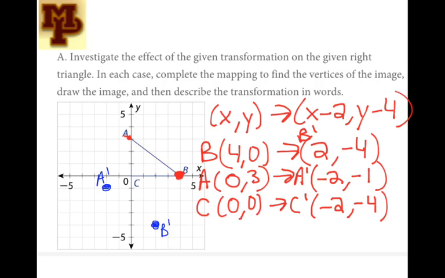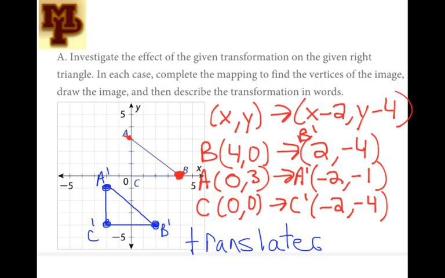And then we want to do the C prime, which is negative 2, negative 4. So negative 2, negative 4, 1, 2, 3, 4. So that would be C prime. And then we would connect those with the segments. And that would be our image. This is considered a translation, whenever you just add or subtract a number to the x's and the y's.